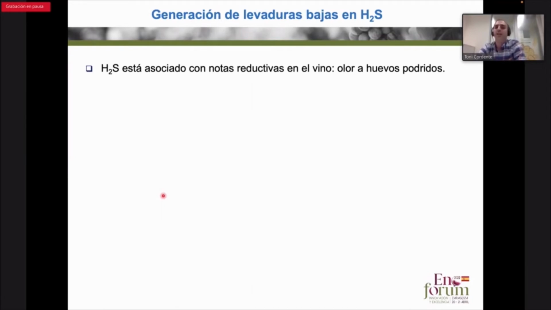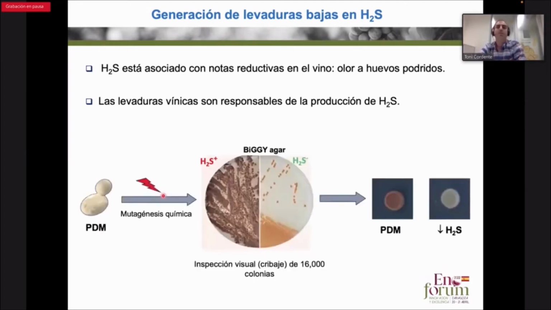bad smell of rotten eggs. We know that wine yeasts are responsible for the production of this compound. Some years ago, during a research between AB BIOTEK and AWRI, we were able to develop yeasts with low H2S. How? Well, we subjected a process.